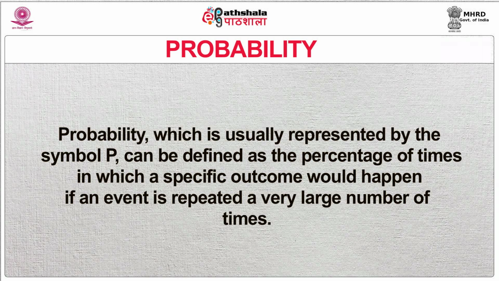Probability, which is usually represented by the symbol P, can be defined as the percentage of times in which a specific outcome would happen if an event is repeated a very large number of times. In other words, the probability is the ratio of the number of times the event occurs or can occur.